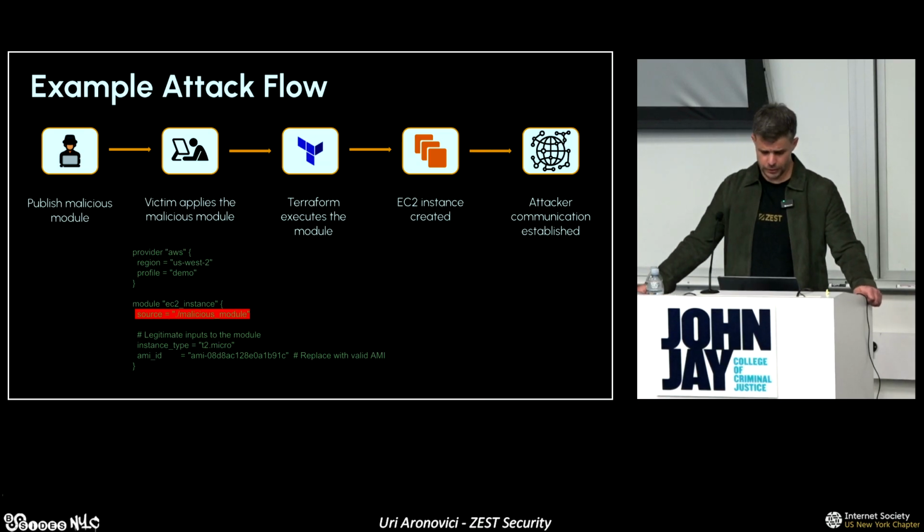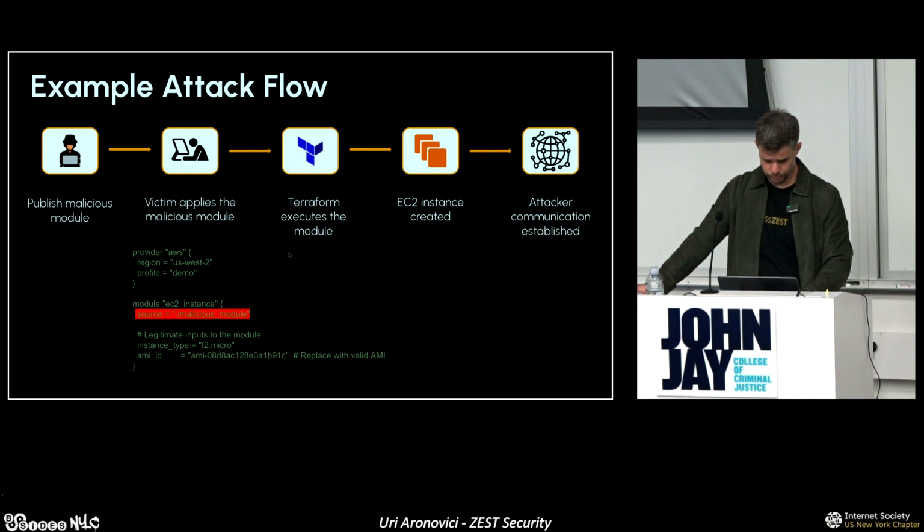Once the victim downloads the modules, he needs to import it to his TF file, as you can see here below. Even though it's malicious, you're not going to see a malicious module. So right now, the victim uses the AWS provider. He also uses a module called EC2 instance, imported from a directory called malicious modules, and then he defines the EC2 instance that he wants to create.